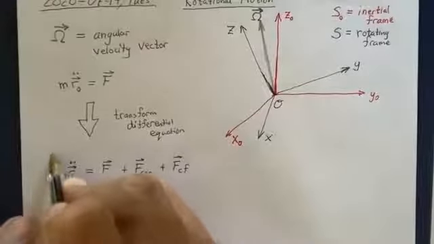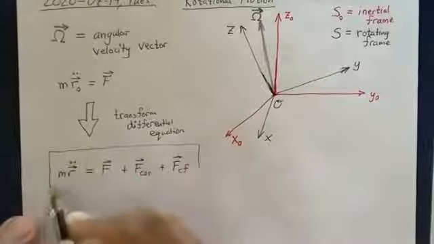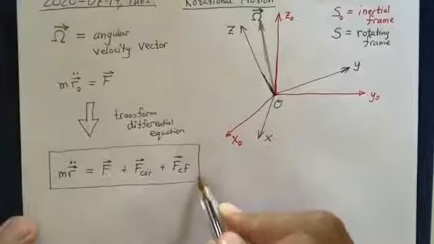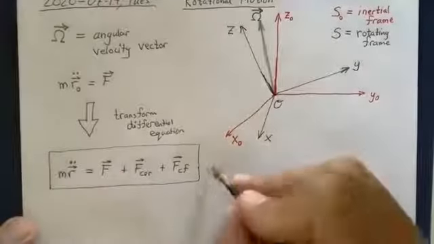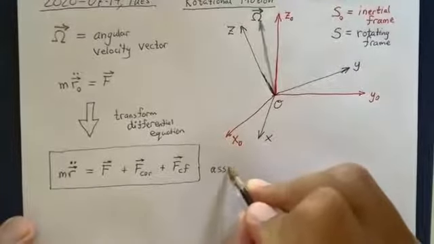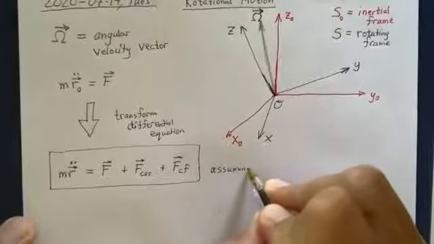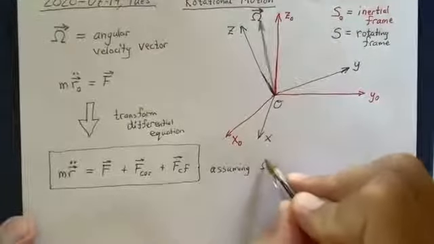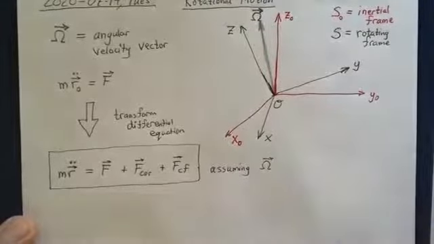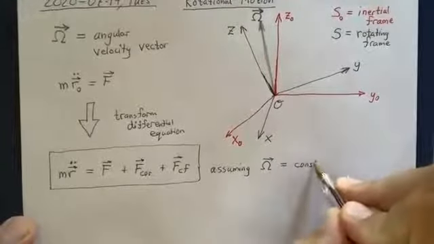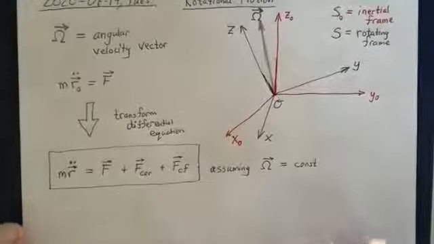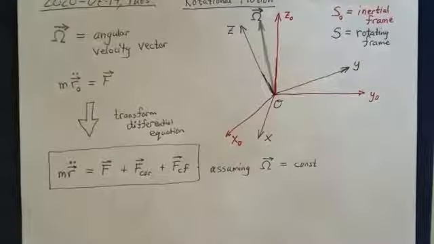Let's fill in some of these details here. Okay, let me emphasize, this is assuming that this capital omega is a constant. Let's really emphasize that here. Assuming the capital omega vector, okay, so we're assuming that that capital omega vector is a constant.